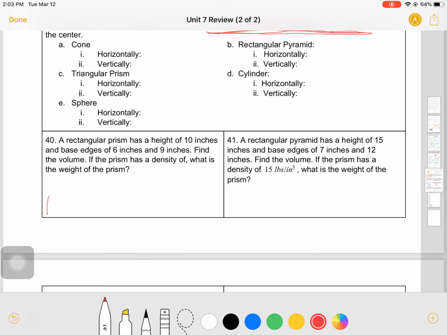Last but not least, on 40 and 41, we have a prism. So just sketch yourself a picture. We'll call this 10, 6, and 9, and it wants you to find me the volume first. That would be your big B times H. Then what goes a step further, oops, on yours it should still have this written. It says 10 pounds per inch cubed. Not sure how that got deleted on mine. If you know the volume and the density, then you can multiply your volume by your density, and that will give you the total weight.